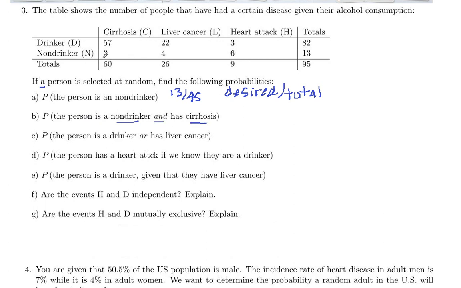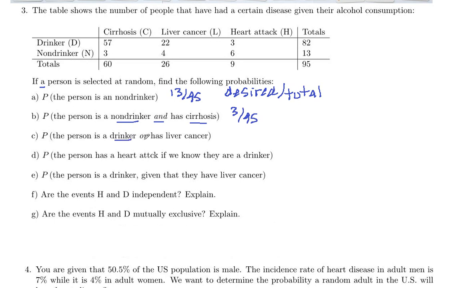So non-drinkers are here. People that had cirrhosis here. And is the overlap. 3 is circled twice. 3 is in the column and in the row. So it's going to be 3 out of the 95. So again, desired out of total, 3 out of 95. Didn't need formulas on that one.